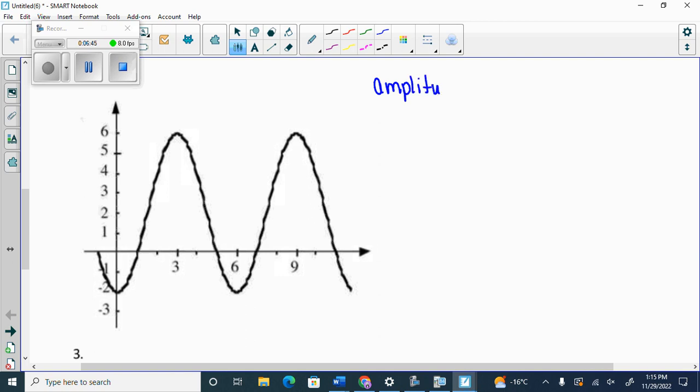Amplitude equals the absolute value of the max. What's the maximum? 6 minus the minimum, -2, divided by 2. Is it always going to be minus a minus? No, if the entire graph was above the x-axis, it would be minus whatever the positive minimum was, right? So if we do get that, this is a really big plus sign. 6 plus 2 is 8 divided by 2, which is 4.